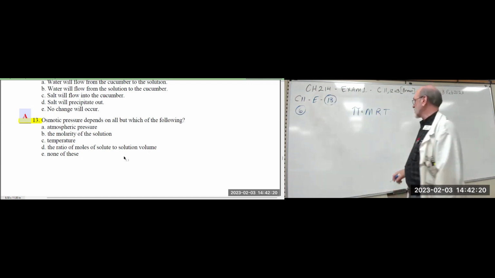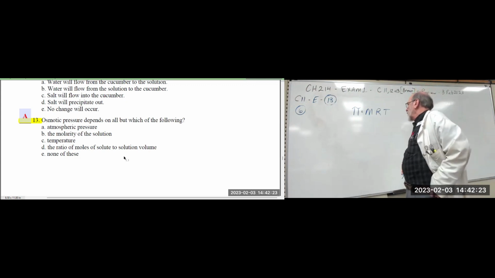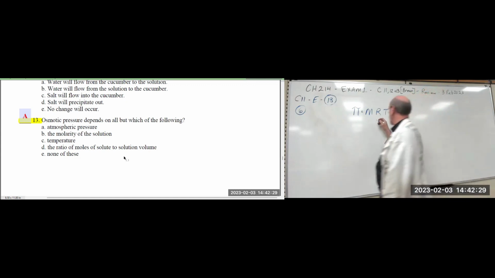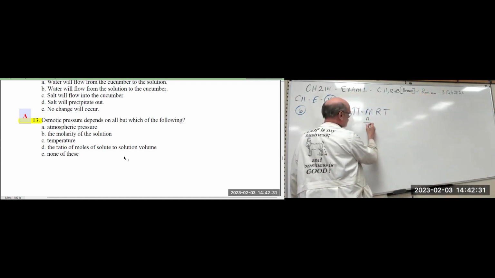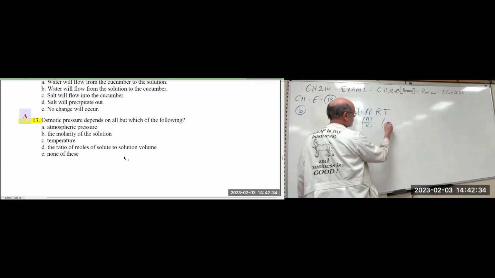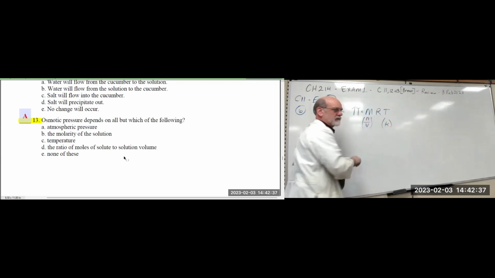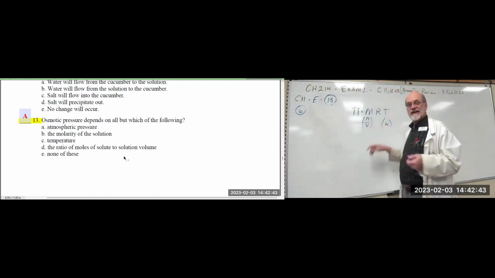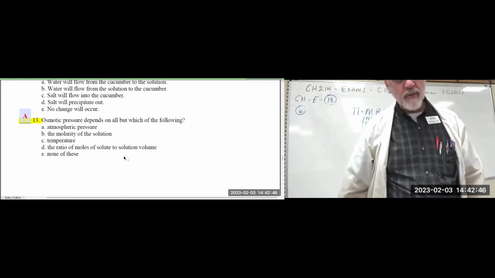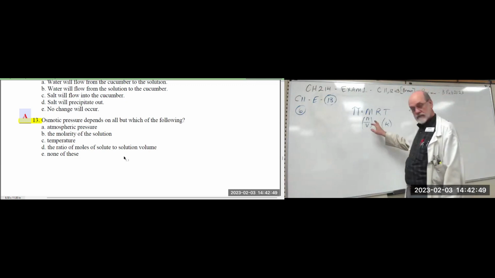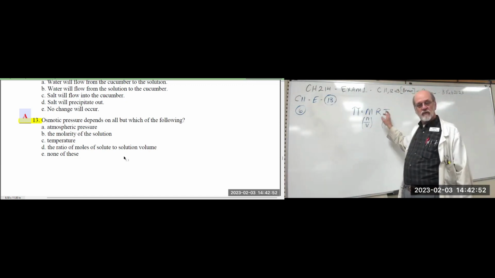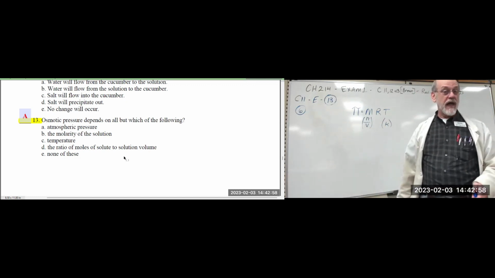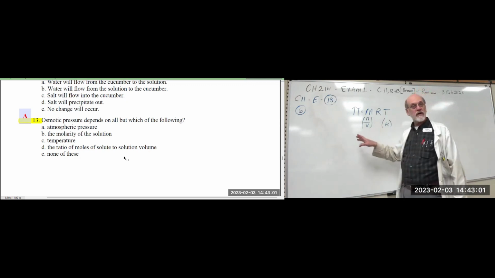So does it depend on air pressure, atmospheric pressure? I don't see a term in here for atmospheric pressure. We got molarity, like moles per unit volume, and we got temperature here, which has to be in K because R is in K. So it depends on temperature, moles, and volume. Atmospheric pressure, no, it doesn't depend on it. Molarity, yes. Temperature, yes. Ratio of moles to solution volume is another way of saying molarity. So atmospheric pressure is the one that has no influence on osmotic pressure.